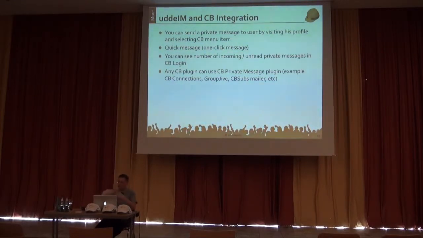And this integration is not between Community Builder itself, but any Community Builder plugin can also use this integration. So we'll see GroupJive, which is a Community Builder plugin, can also use uddeIM messaging. Nothing to do differently, it just uses the CB API. And as we saw, the CB connection feature, which is also a CB plugin, sends notification messages using uddeIM. Okay. And any plugin that uses the CB API could take advantage of this also.